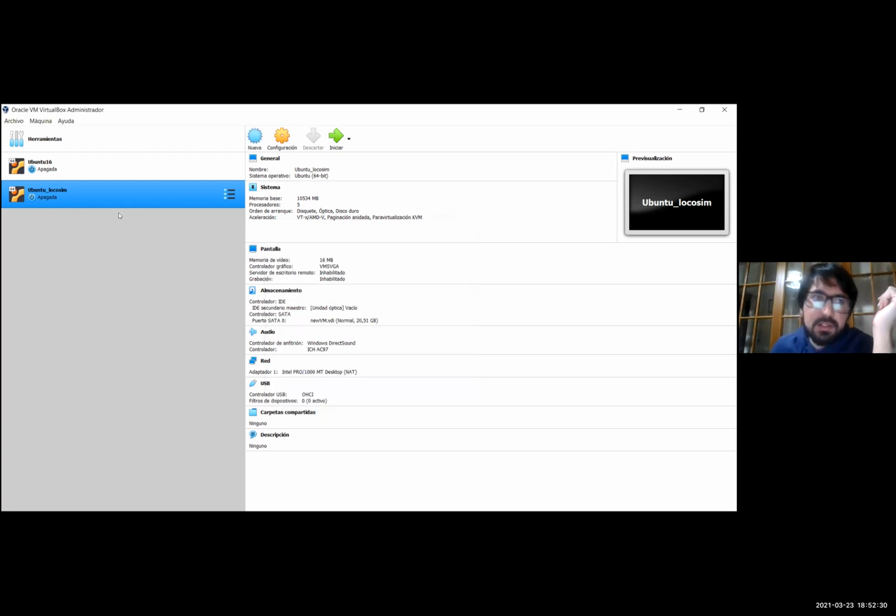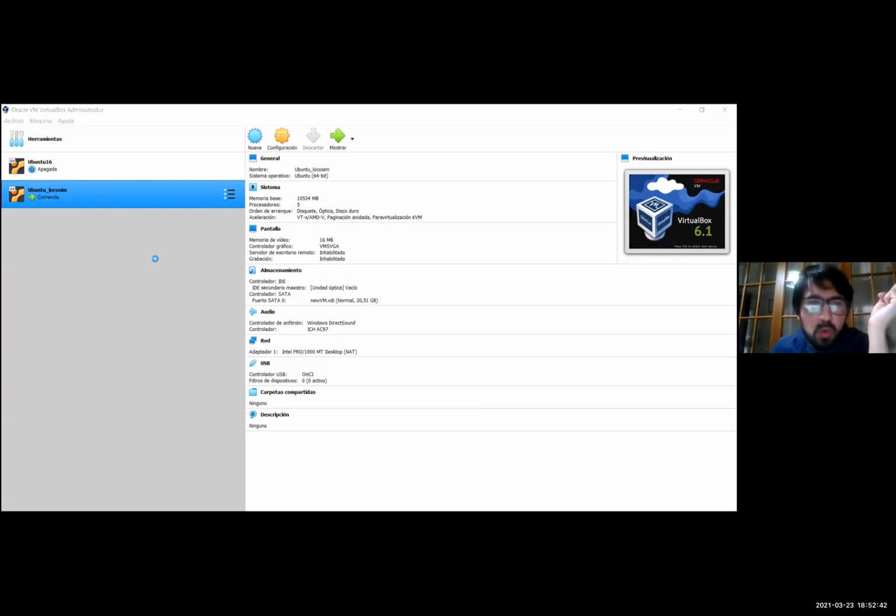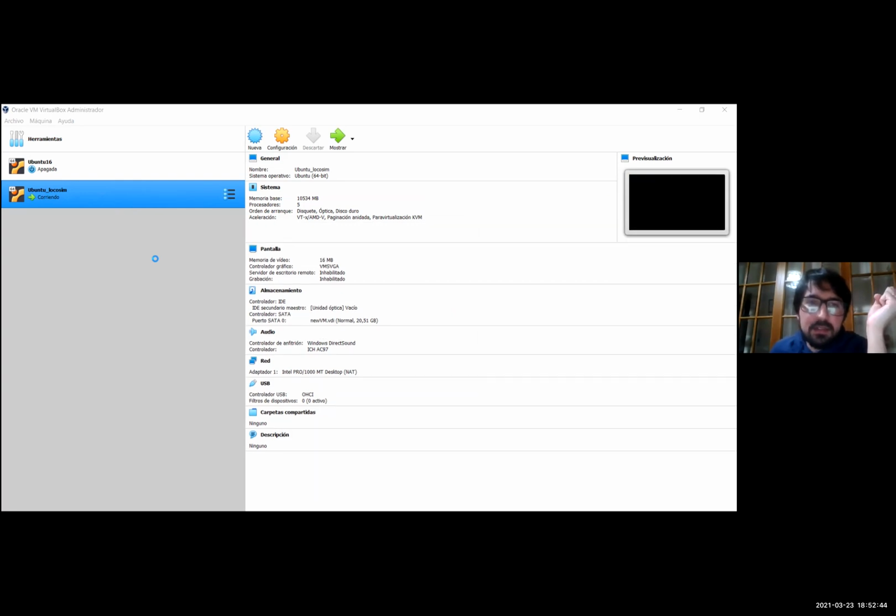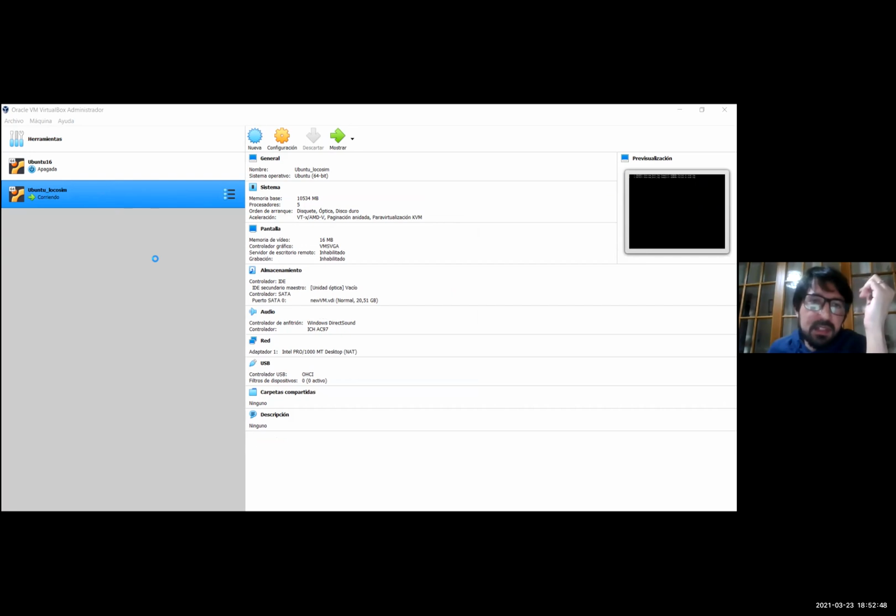So I'm going to create it because I already have it here. So I'm going to start the virtual machine. It takes a while. I'm really not sure why it takes so long to load. Maybe it's just because it was created in an older version, because I recently made a clean installation of Ubuntu, and it was a bit faster to load.